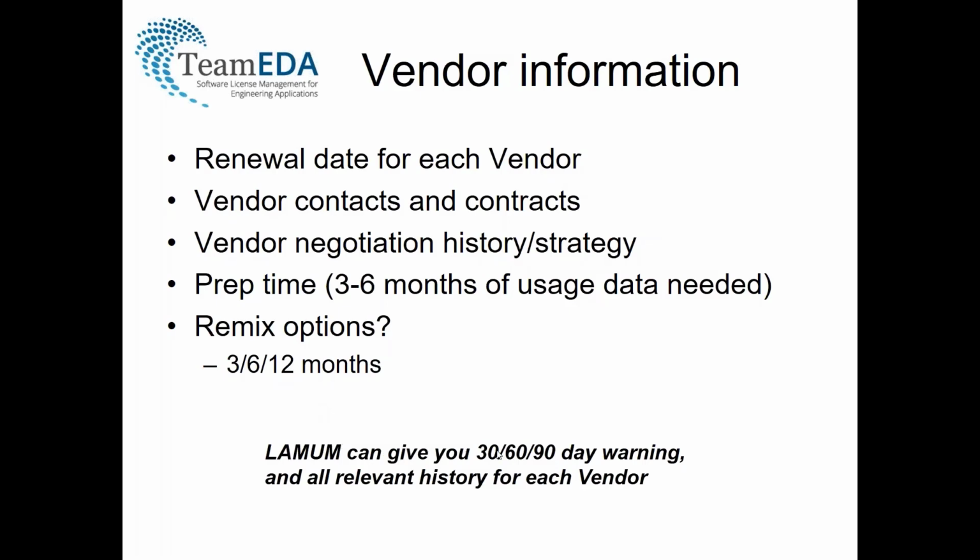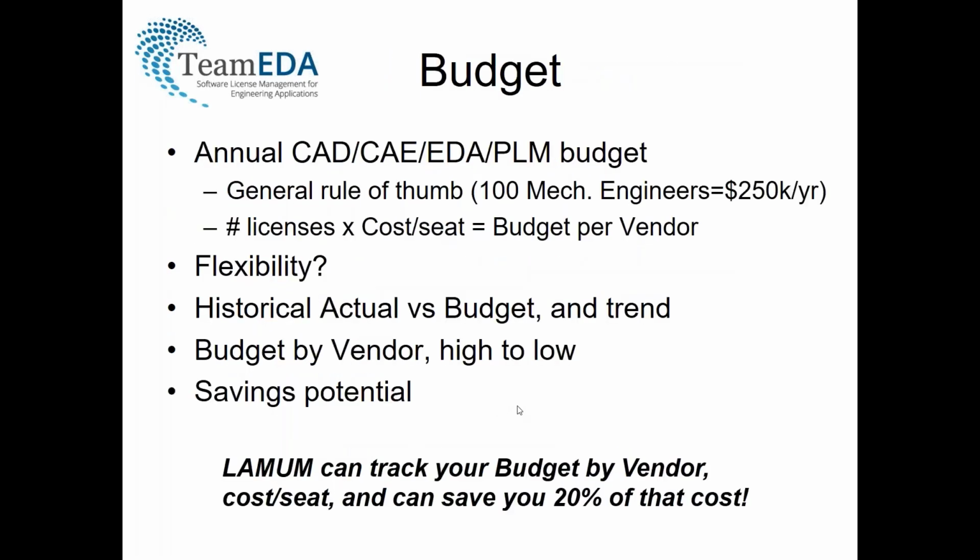Our tool can give you a warning in advance of 30, 60, 90 days in advance of that renewal date so that you can begin to prepare for your renewal. It gives you plenty of time to also review relevant history of that vendor. You can capture that history in LAM and be better prepared when you meet with the vendor.